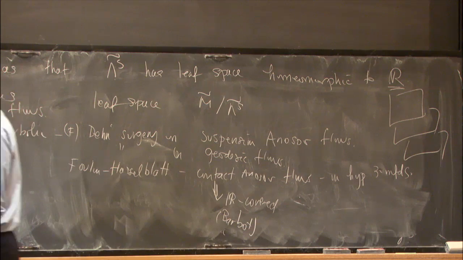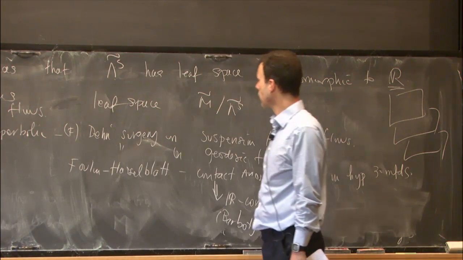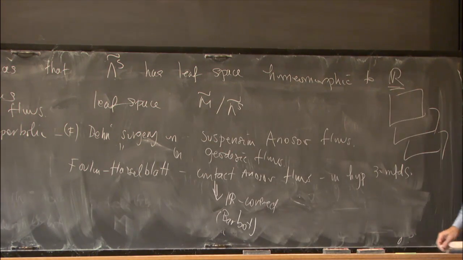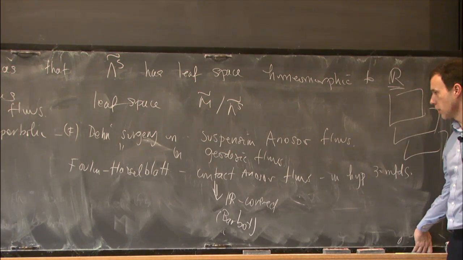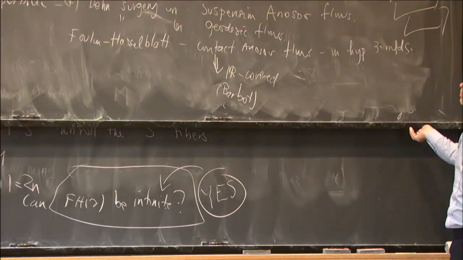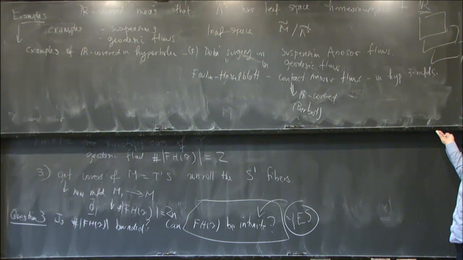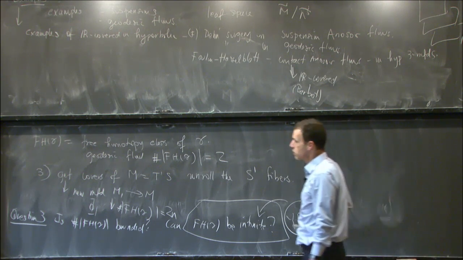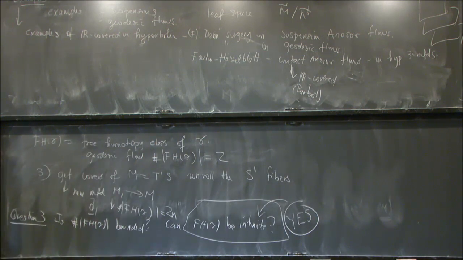Yes, and the question is whether it is transversely oriented. If you start with something which is transversely oriented and you do Dehn surgery, you're going to end up with something which is transversely oriented. So if I start with a suspension, the monodromy preserves the transverse orientation to stable and unstable, you get that. Okay? Now let me explain why you get these infinitely many orbits.